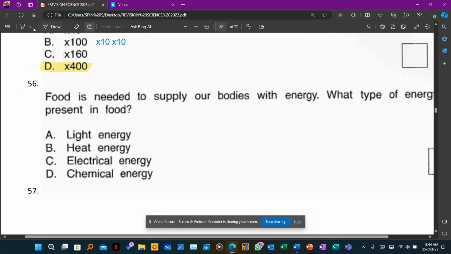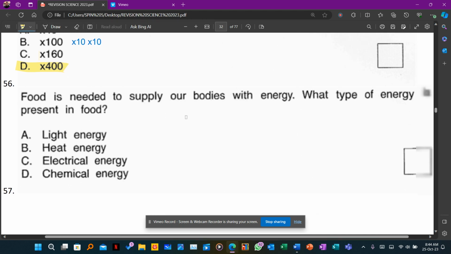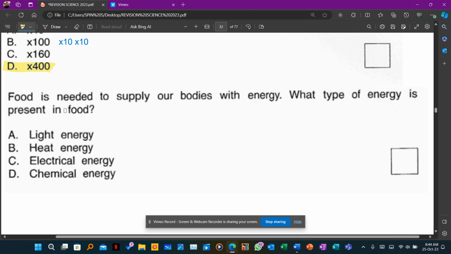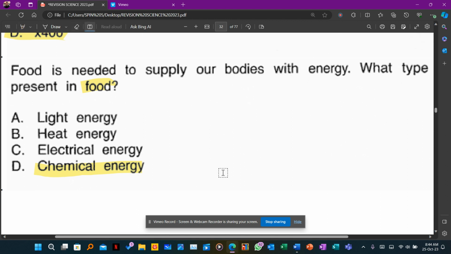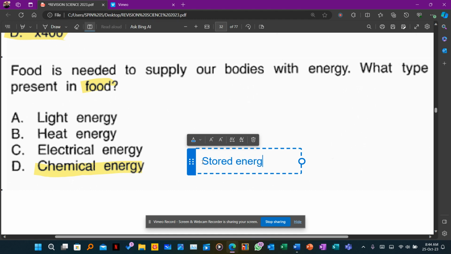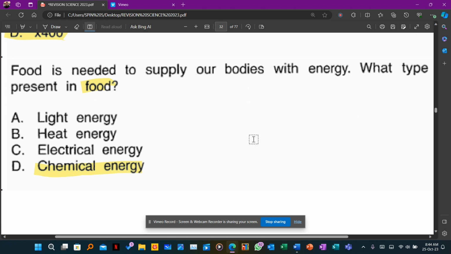Next one, food is needed to supply our body with energy. What type of energy is present in food? So when we're talking about energy, there are different kind of energy. And when we're talking about food or battery or anything that can produce energy, it is called chemical potential energy. It means that the energy is being stored. Now, sometimes they will say stored energy. This is a term we use in primary school. You don't use this term anymore in secondary school or a higher level. So please do not use this term anymore. Okay, we will use chemical energy instead.